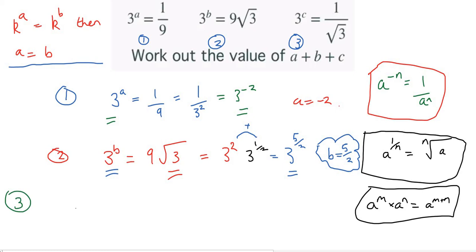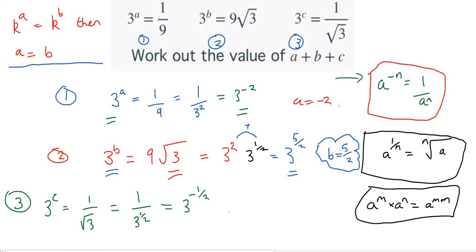expression number 3, or equation number 3. 3 to the c equals 1 over the square root of 3. Again, just like in the first example, we first change this to an indice. So this is 1 over 3 to the half. And once again, we can change this to a negative indice. 1 divided by something to the power is the same thing as the base to the negative power. That's this rule here.